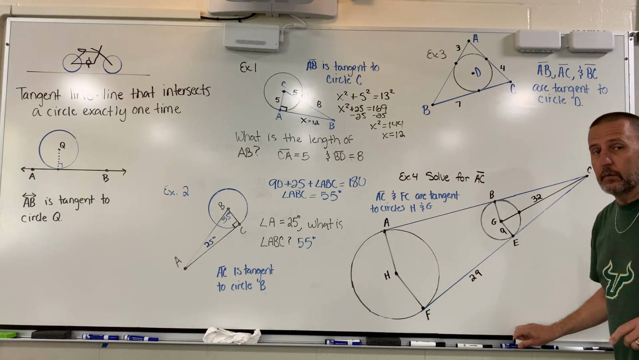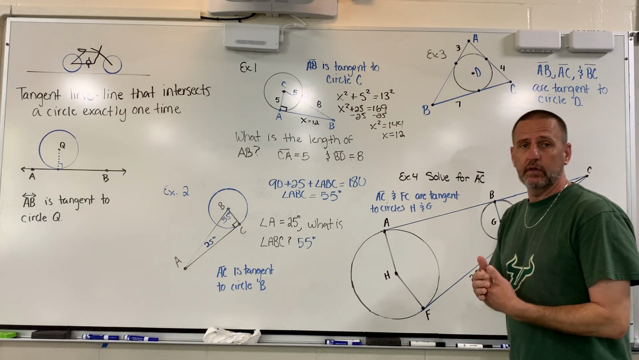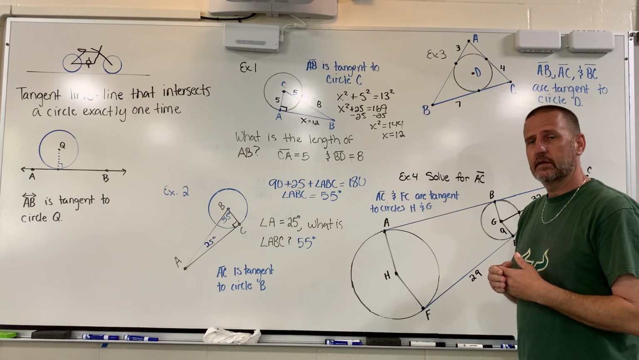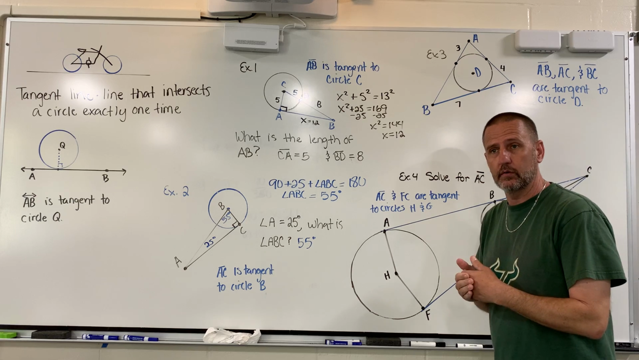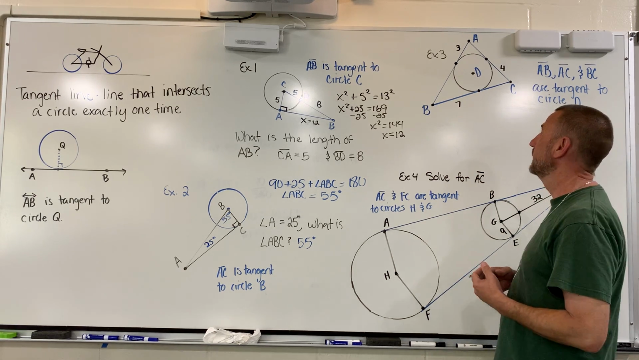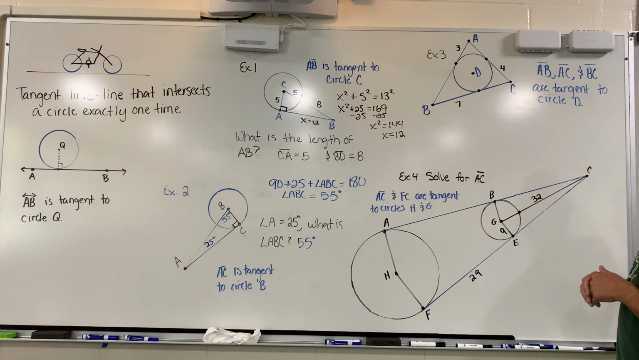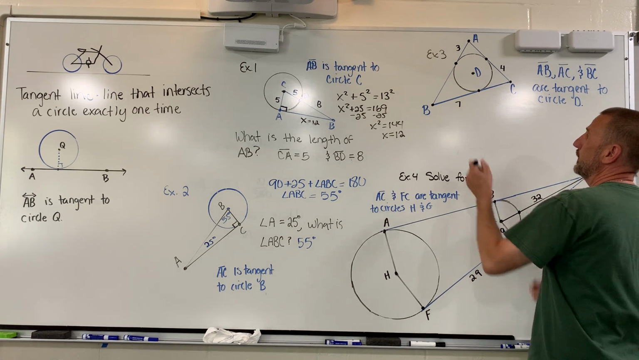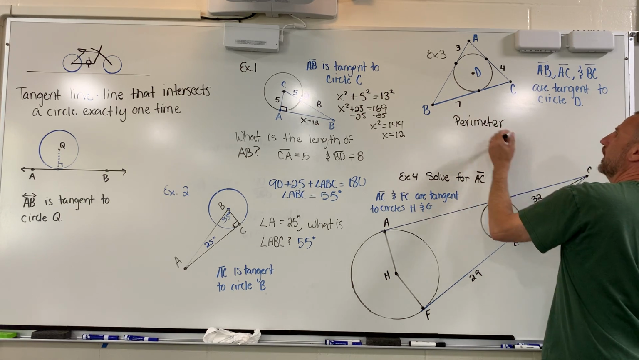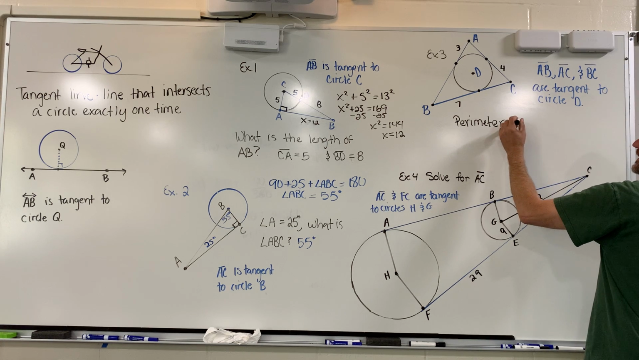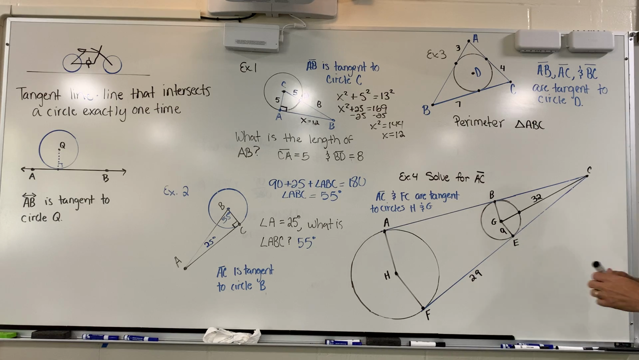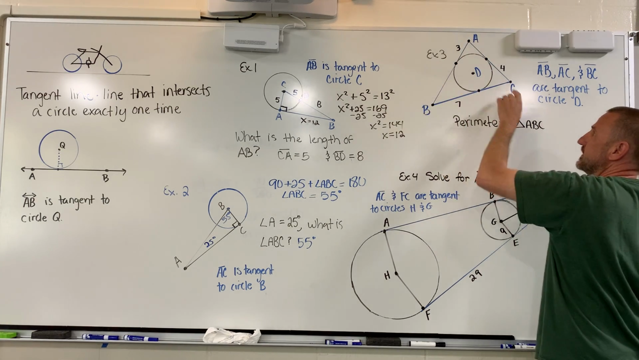All right, another thing that we're going to look at with tangents is when two lines are tangent. If you have, for example, a circle, and there are two lines that are tangent to that same circle, those two lines become equal in length. They become congruent in length. So in this question, I wanted the perimeter of ABC, which means I need to know the length all the way around from A to B to C.